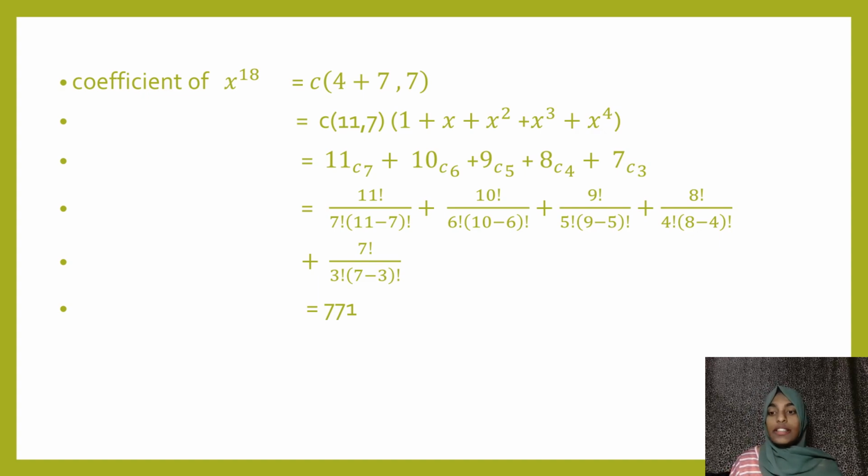After simplifying all these values, we get the final value as 1. This is the coefficient of x power 18 in the given sequence.